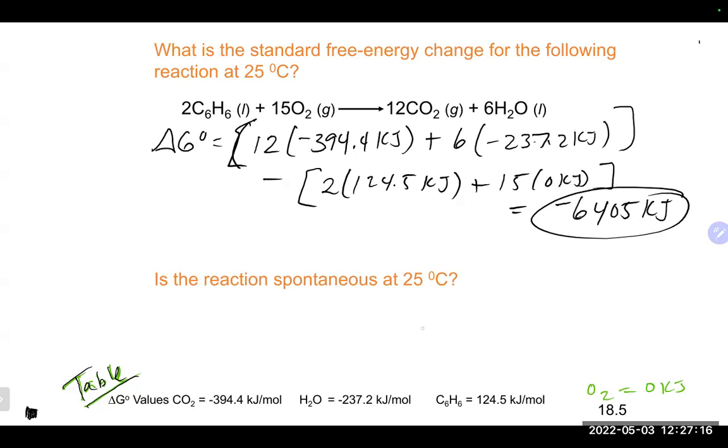First off, any questions on the calculation? That means our delta G is negative. So is this reaction spontaneous? This reaction is spontaneous. Again, we got ourselves a negative delta G. So that is all you need to know in this situation. Any questions on that there?